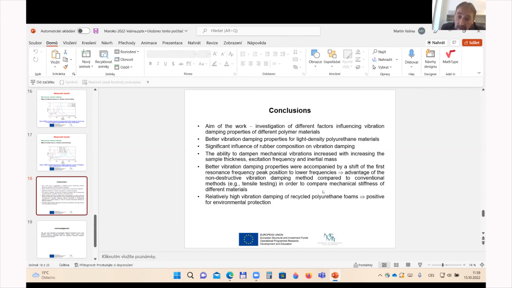The advantage of this method is that it is non-destructive, in order to compare mechanical stiffness of different materials. Furthermore, it is possible to apply some recycled polyurethane foams for vibration damping too. It has a positive effect for environmental protection.